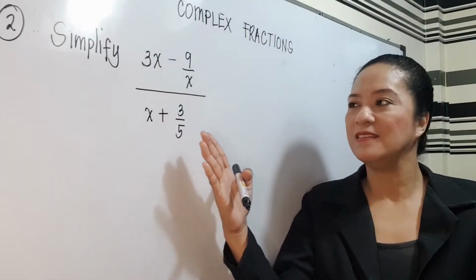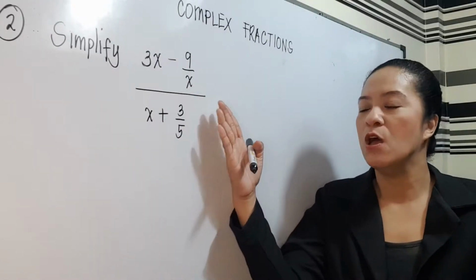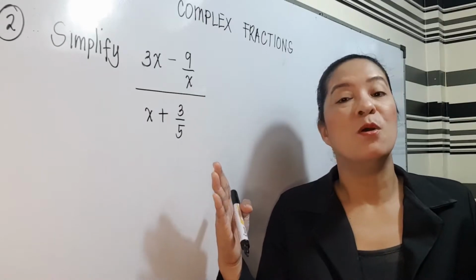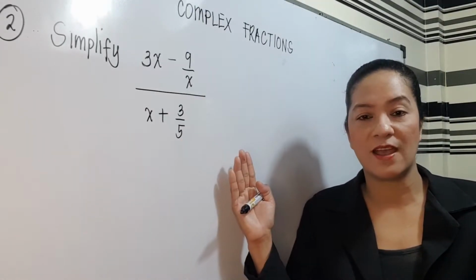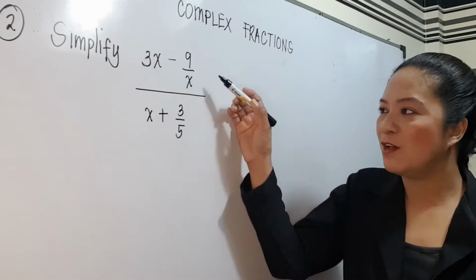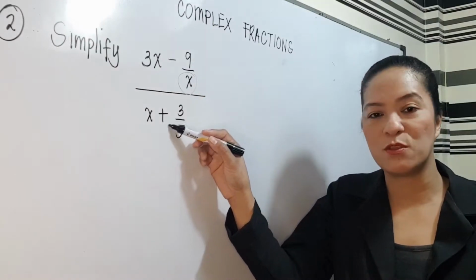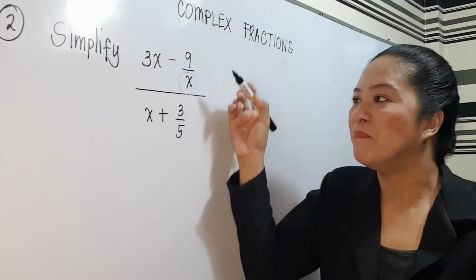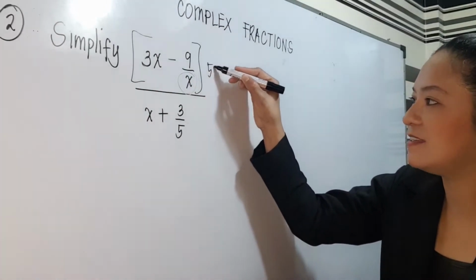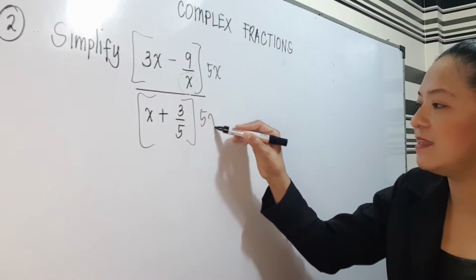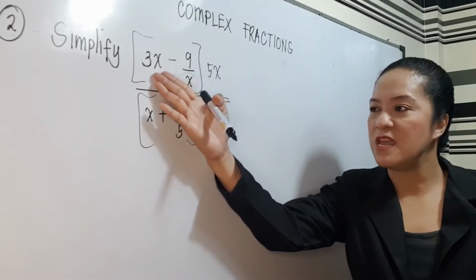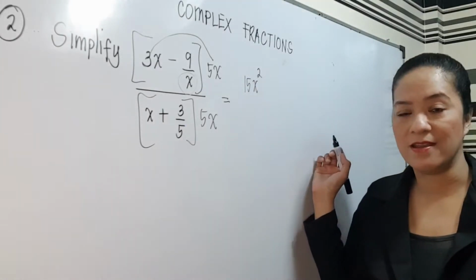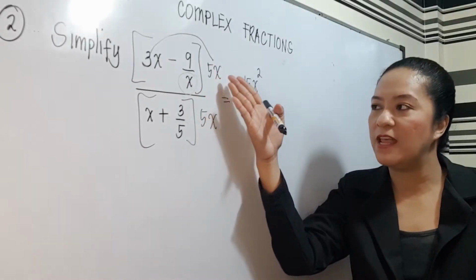Second example, simplify 3x minus 9 over x all over x plus 3 over 5. Like what we did in the first example, we're going to look at the denominators of all the fractions appearing in the complex fraction. So we have x here, and the other denominator is 5. So the LCM is simply 5x. Multiplying the numerator by 5x and the denominator by 5x, what is 3x multiplied by 5x? That is 15x squared.